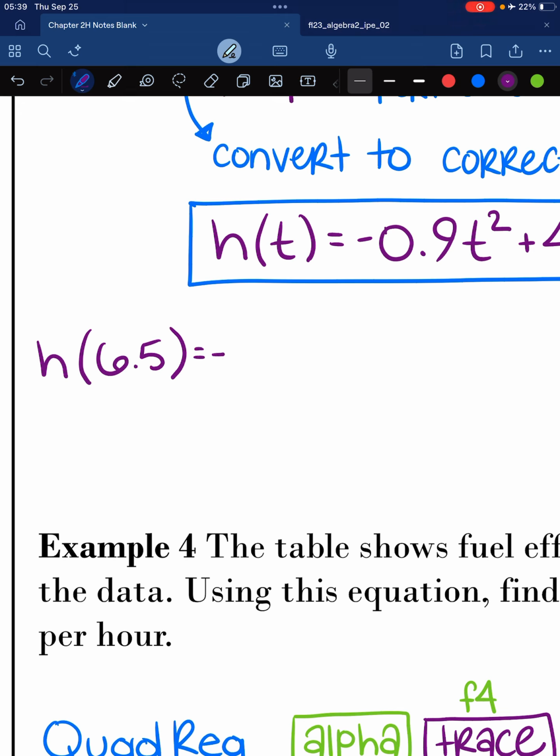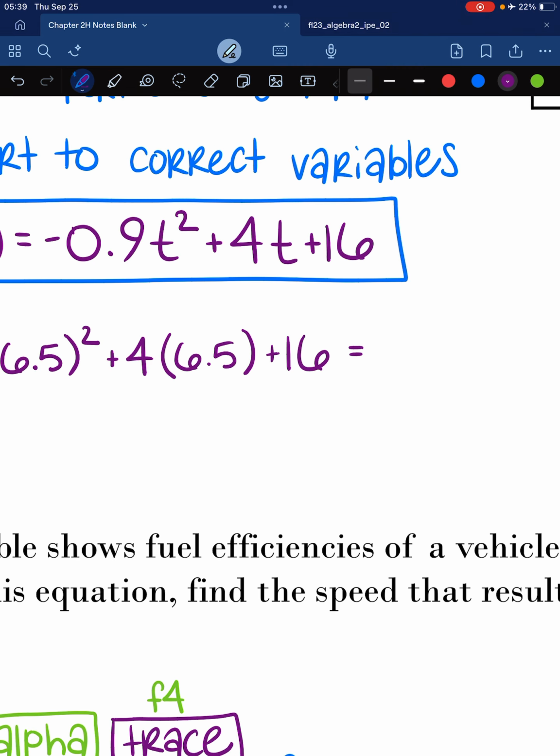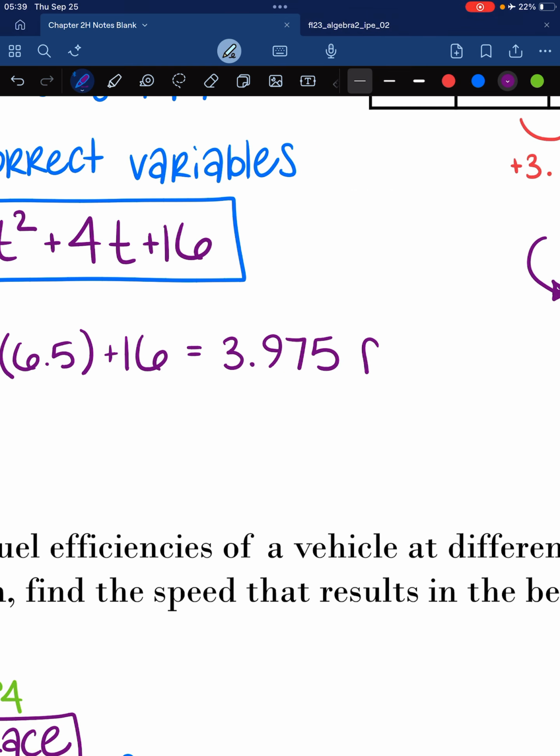Okay, so when I plug that in, remember that you can use that shortcut in your calculator. I'll talk about that in a second, but just as far as showing work, this is one way that you could type it in your calculator to find the answer. And we type that in and you get 3.975 feet, because we're talking about height.